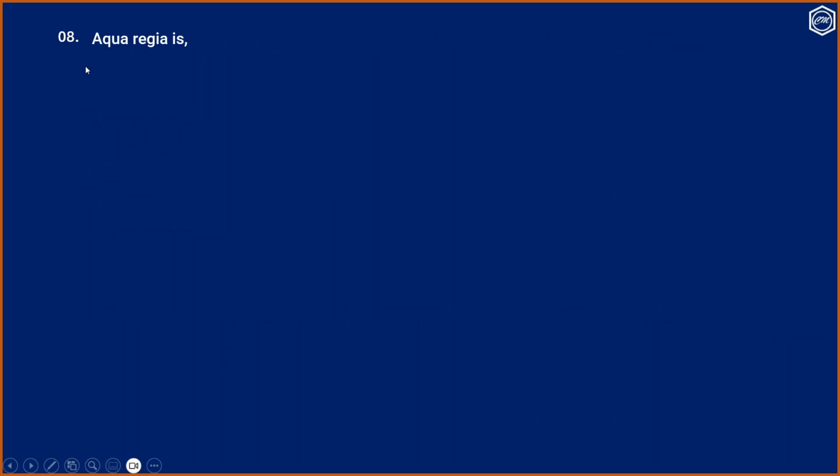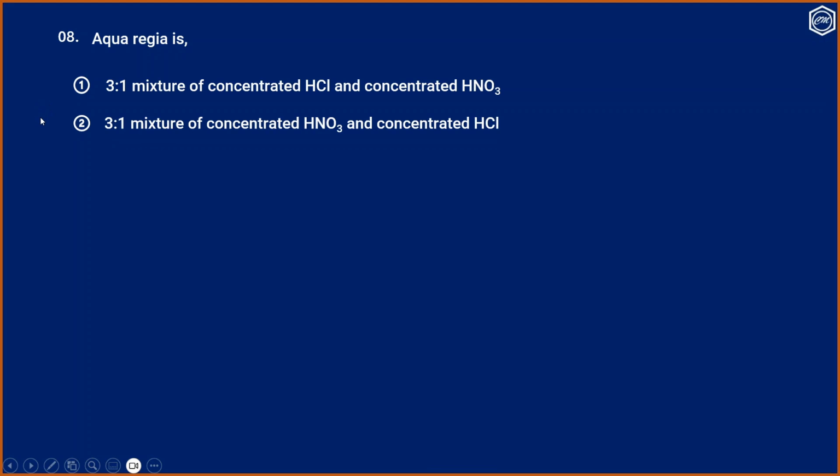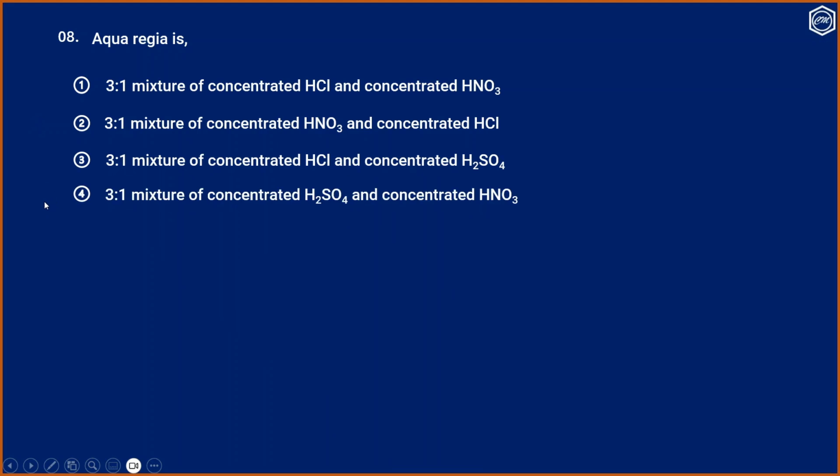Question 8. Aqua regia is: 1, 3:1 mixture of concentrated HCl and concentrated HNO3; 2, 3:1 mixture of concentrated HNO3 and concentrated HCl; 3, 3:1 mixture of concentrated HCl and concentrated H2SO4; 4, 3:1 mixture of concentrated H2SO4 and concentrated HNO3. We know aqua regia is a 3:1 mixture of concentrated HCl and concentrated HNO3. So option 1 is the correct answer.